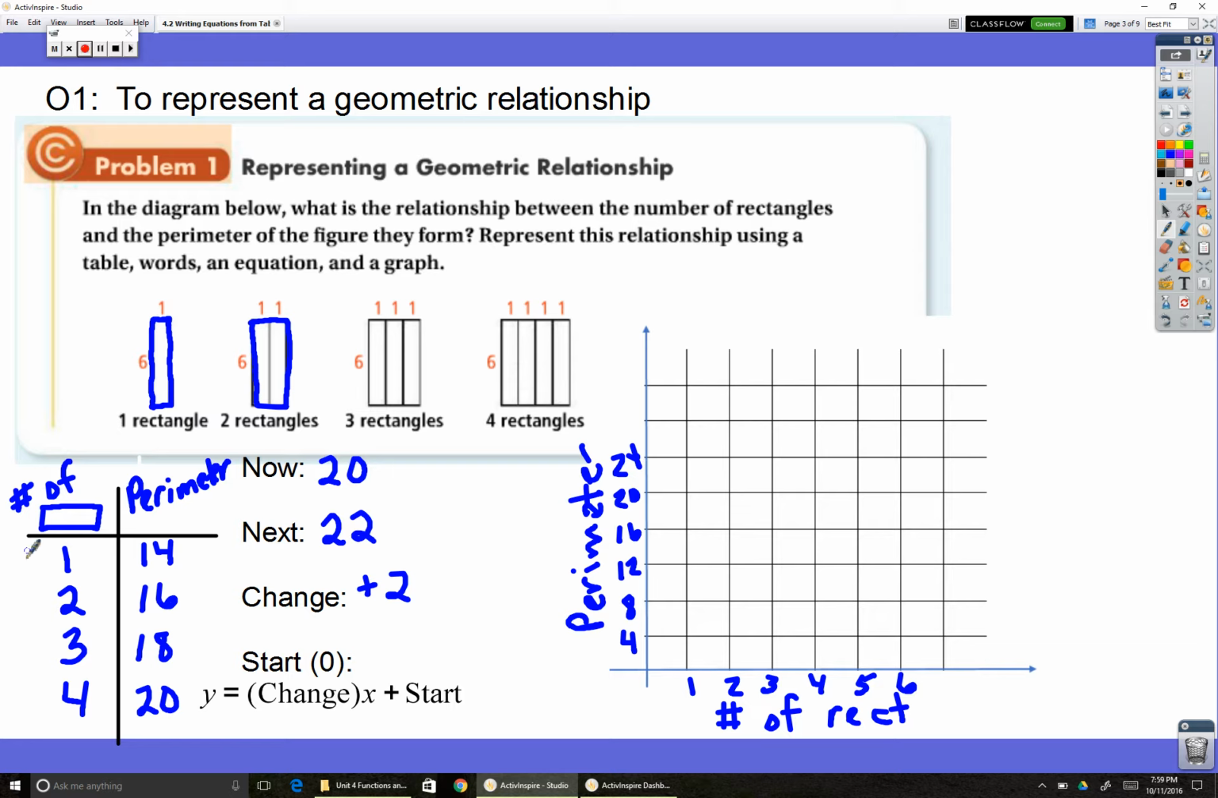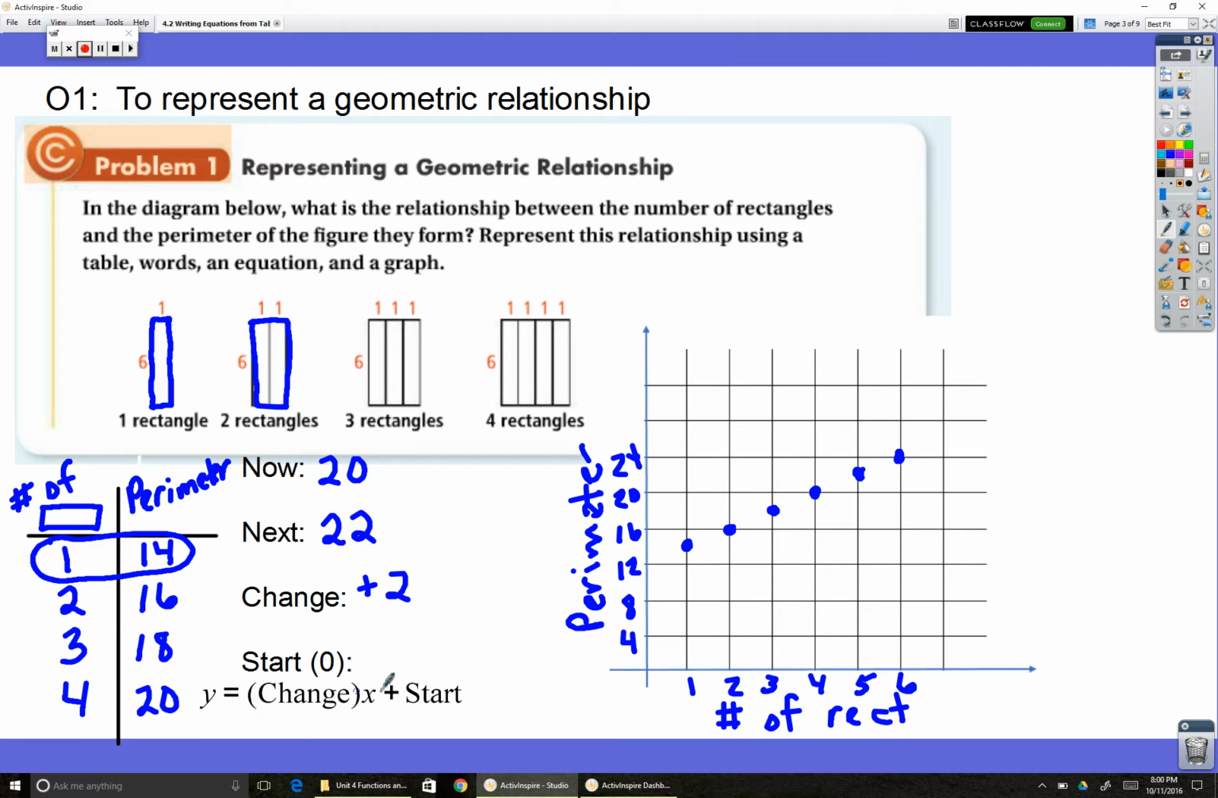Okay, so when I have one rectangle, I have a perimeter of 14. So that's my first ordered pair, (1, 14). When I have 2 rectangles, I have a perimeter of 16. 3 rectangles, I have a perimeter of 18. 4 rectangles, I have a perimeter of 20. And as we already saw, if I had 5, it would be 22. Because this forms a line, it would just keep on going. 6 would be 24. And now, if I go back over here to my now, next, change, start.